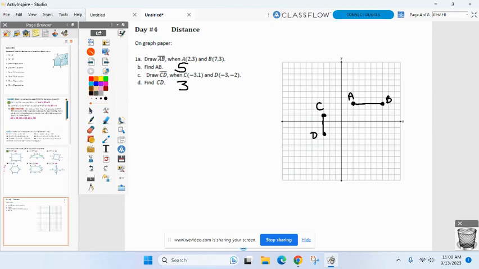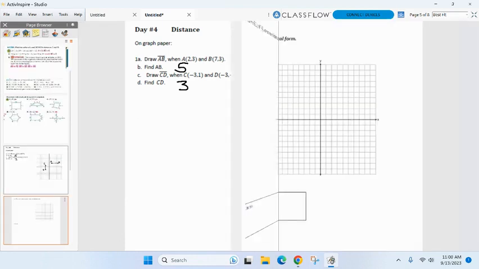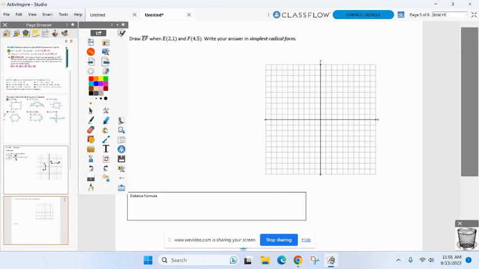Go ahead and graph. Let's see, what do we got coming up? Book. Thank you. At least somebody's focused in and not just focused in on the notes. (2, 1), (4, 5). 1, 2, 3, 4. 1, 2, 3, 4, 5.